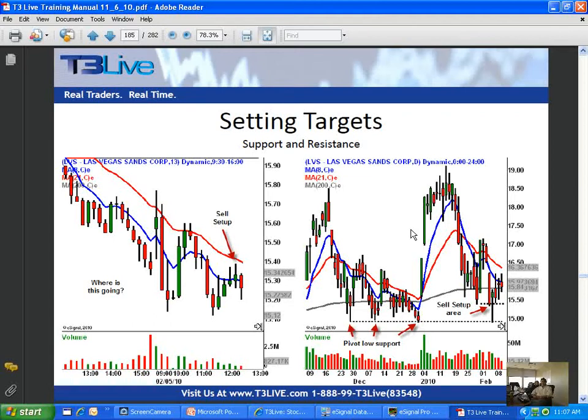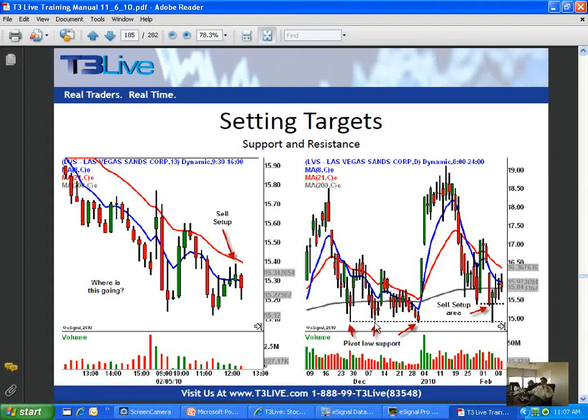Targets, again, the chart on the left, we have a sell setup on snapbacks into the 21. The chart on the right, so we have identified where the sell setup is. The chart on the right shows, again, all we're doing is looking at more information. What are we doing here? We're doing time frame analysis. We're using our daily charts or our larger time frames to determine where prior support is. You can see in this picture, pivot low support.